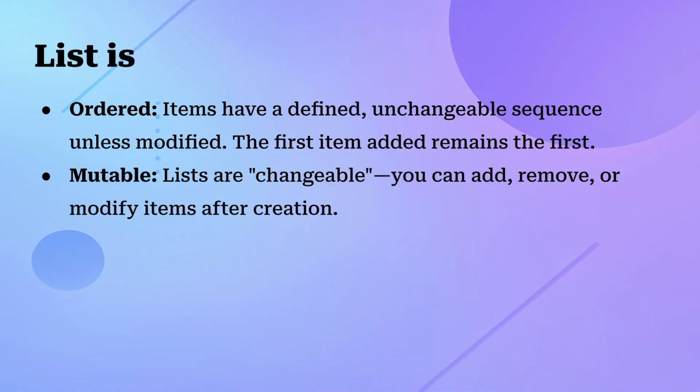In technical terms, a list is an ordered and mutable collection of items. Let's break that down. Ordered, this means that the items have a defined order, and that order will not change unless you change it. The first item you add will always be the first item. Mutable, this is a fancy word for changeable. You can add, remove, or change items in the list after it has been created. Lists are incredibly important in Python because they allow you to store multiple pieces of data in a single variable. This helps you keep your code organized and efficient.